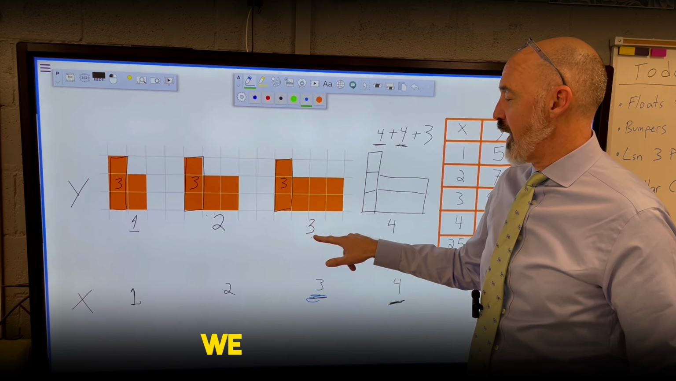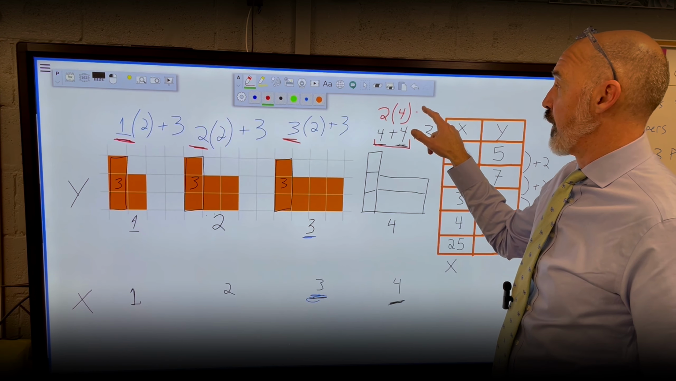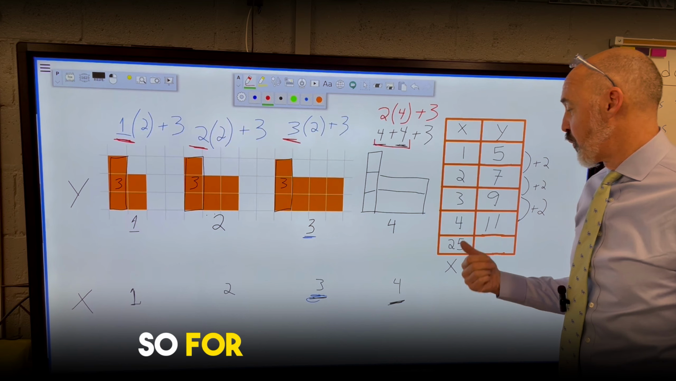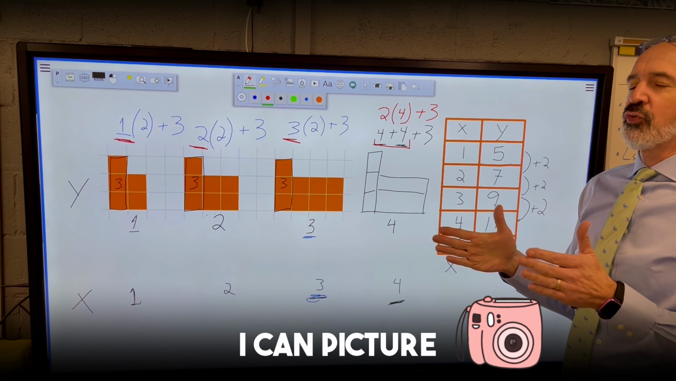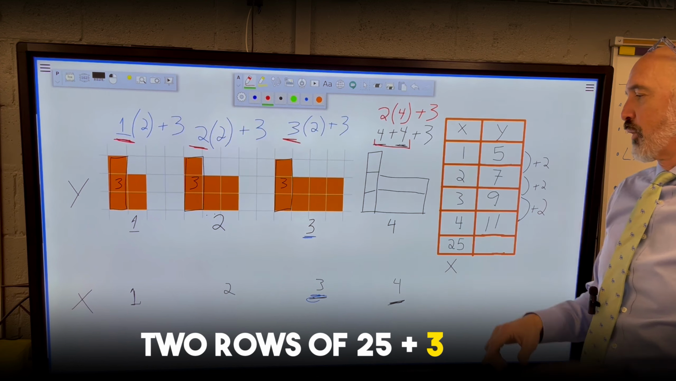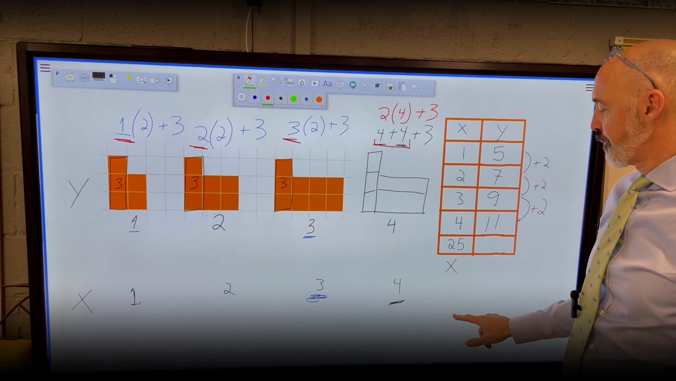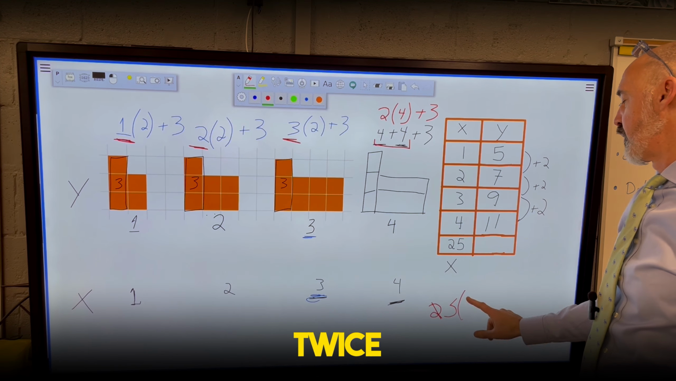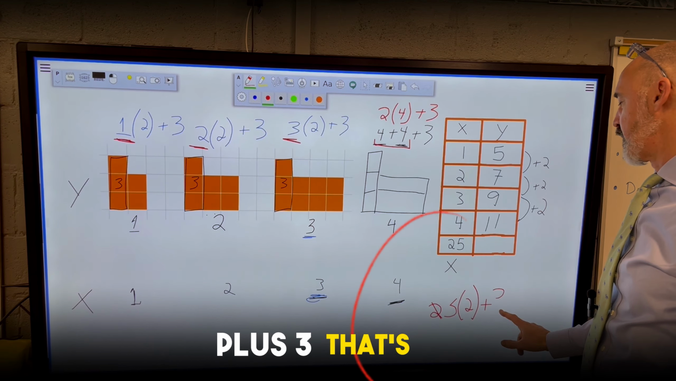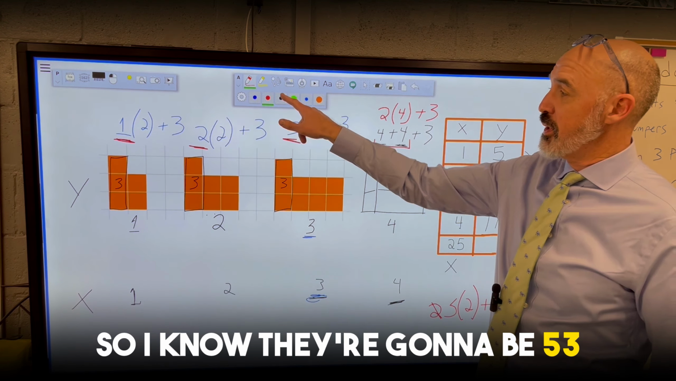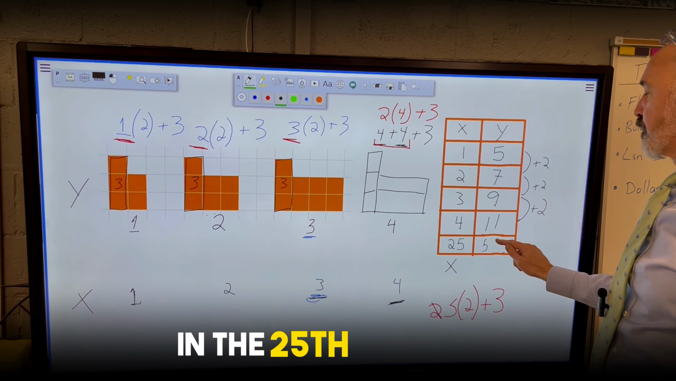Okay, so now we can see that we have an iteration number in the equation. Here's 1, here's 2, here's 3, here are 2 4s. So that technically would be like 2 4s plus 3. So for the 25th iteration, I can picture 2 rows of 25 plus 3, right? I'm going to write it down here. So 25 twice plus 3. That's 53. So I know there are going to be 53 orange squares in the 25th iteration.